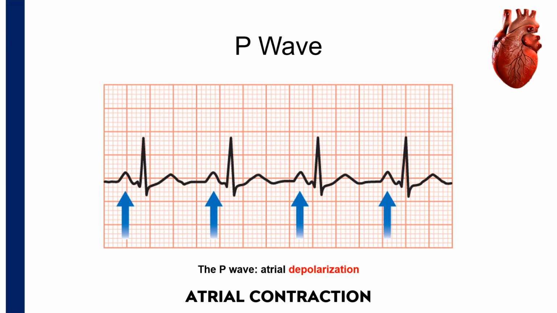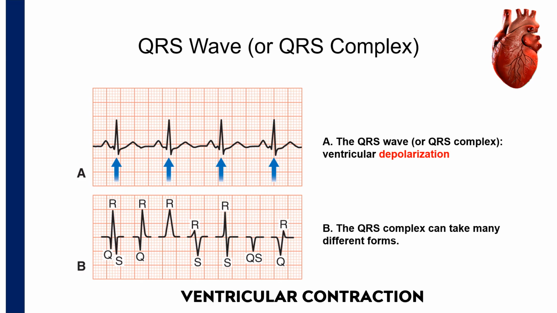So we want to see a P wave before every QRS because that is how the sequence should be. Our atria contract, and then our ventricles contract after that. So P waves are referring to atrial contraction. Next are the QRS waves or QRS complexes. So this represents ventricular depolarization. So that means the ventricles are contracting.